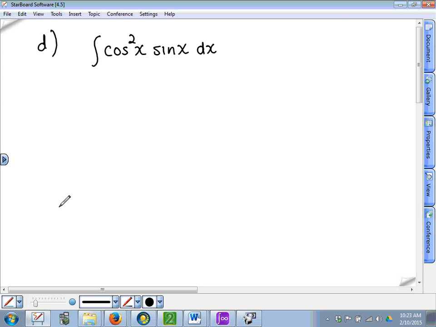Square signs. Party. Let's go to the party or be a square. We're integrating in our party.